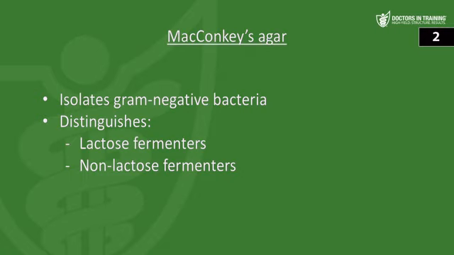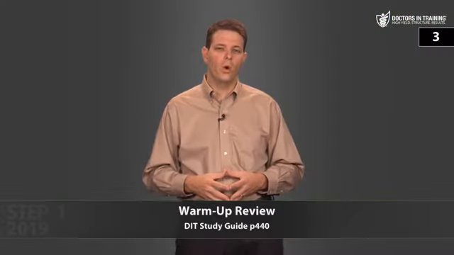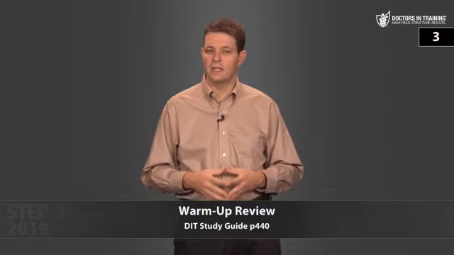So if these organisms ferment lactose, they're going to take up the neutral red, which means that the lactose fermenters form pink colonies on MacConkey's agar, and the non-lactose fermenters will form white colonies. And the last question, what portion of the eye is opacified in a cataract? It's the lens of the eye.